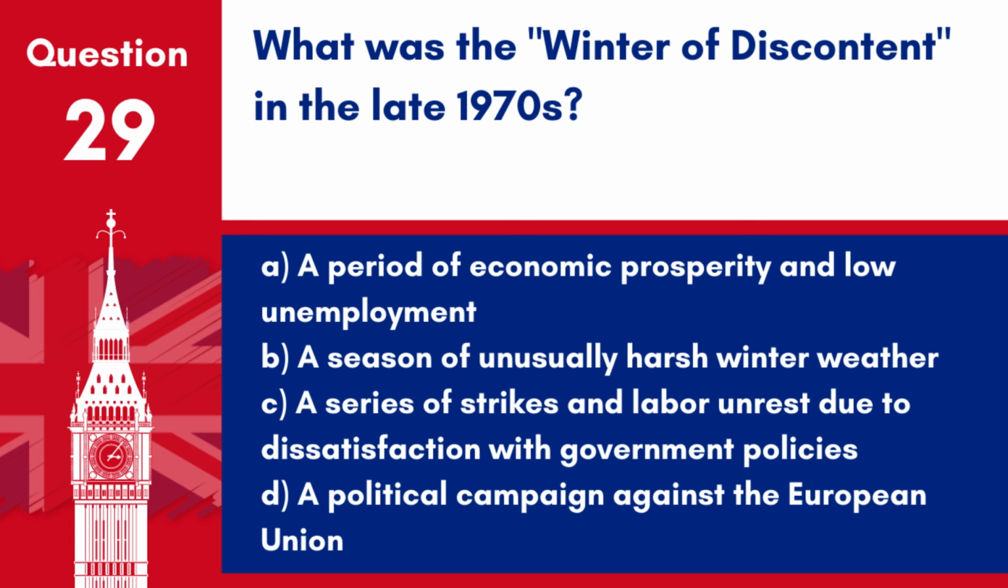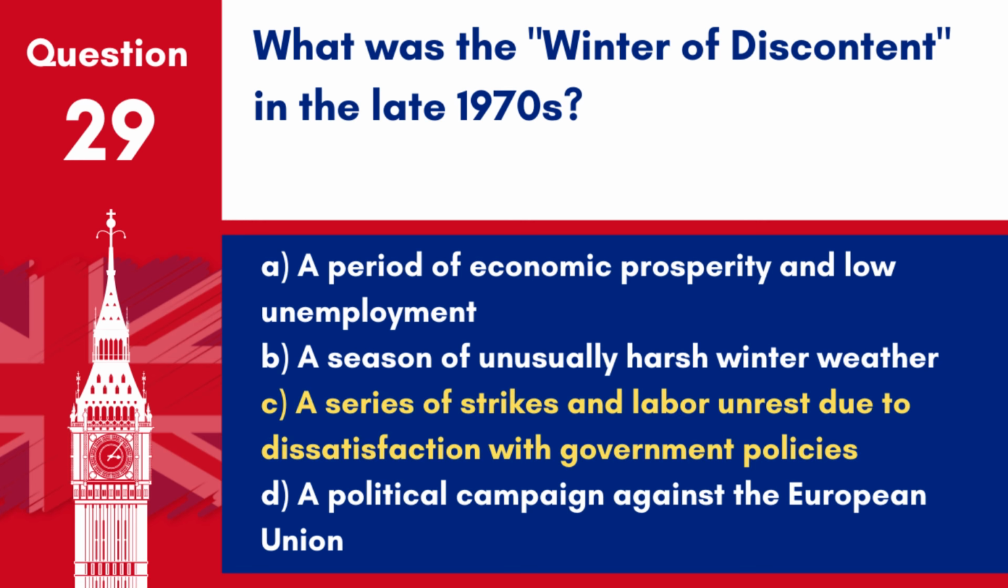Question 29. What was the winter of discontent in the late 1970s? A. A period of economic prosperity and low unemployment. B. A season of unusually harsh winter weather. C. A series of strikes and labour unrest due to dissatisfaction with government policies. D. A political campaign against the European Union.